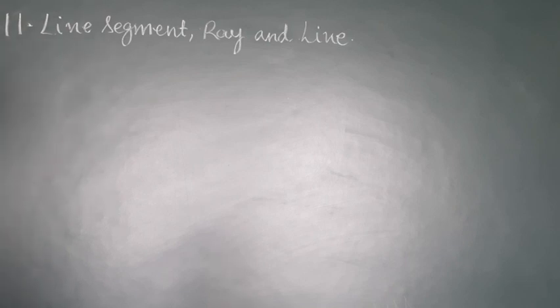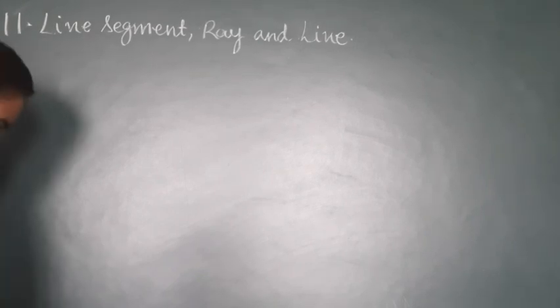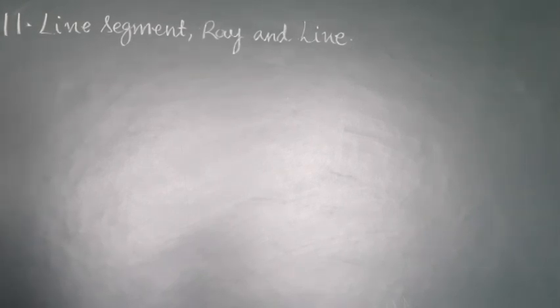the chapters from chapter number 11 are related to geometry: line, segment, ray and line, parallel lines, angles and their measurement, constructions, polygons, triangles, quadrilaterals, circles. These all chapters are related to geometry topics. So that is why I have started from chapter number 11. Chapter number 8, 9 and 10 I will be explaining to you later on.